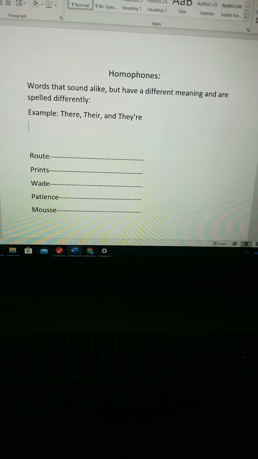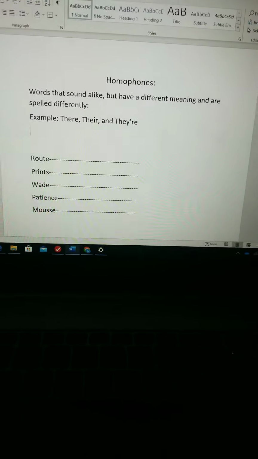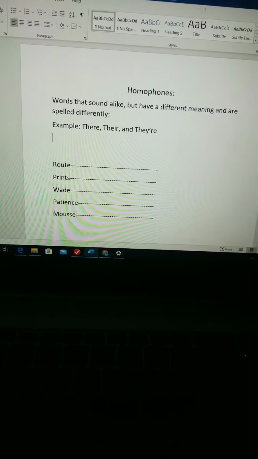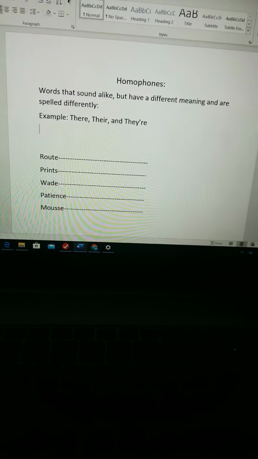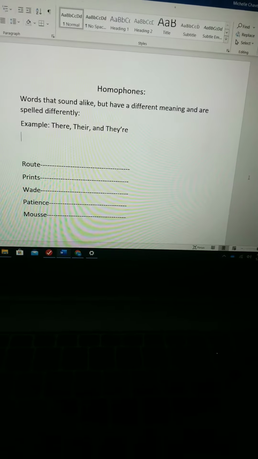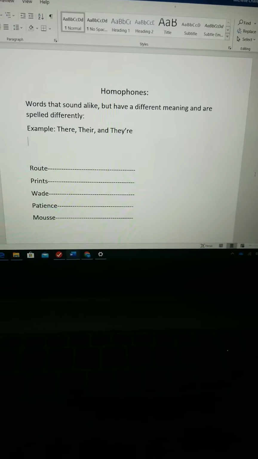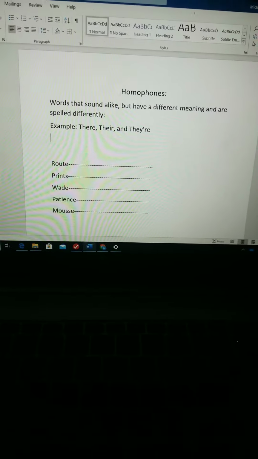The first "there" is when you're going to a place, you're going over there. The second one, "their," is if you own something. So if Chris and Sarah had 2 cookies, those were their cookies. And then "they're," with the apostrophe RE, is also there, but it's a contraction for "they are." So they're coming to my house. Those are the 3. They all sound exactly the same, but they have a different meaning, and they're all spelled differently.